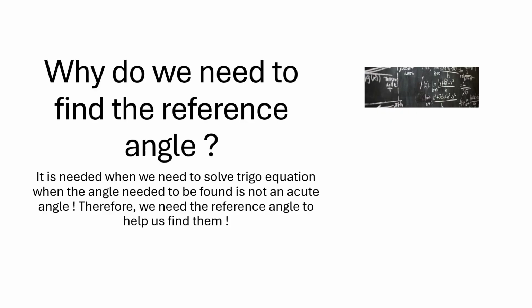The reference angle is important to help us solve trigo equations, especially when we need to find an angle which is not an acute angle. If it's an acute angle, then it's pretty easy. You can just use the trigo ratio to find the acute angle. However, when the point P moves to the second quadrant and you're finding an obtuse angle, or when you move it to the third quadrant, you will realize that we need more skills to find this angle. And how do we find this angle? It depends on the reference angle that we're going to learn in the next few slides.